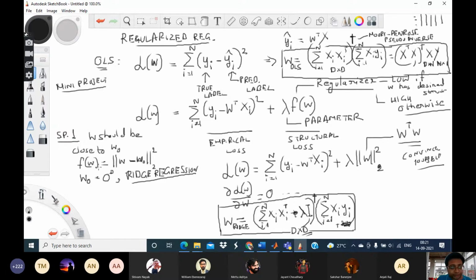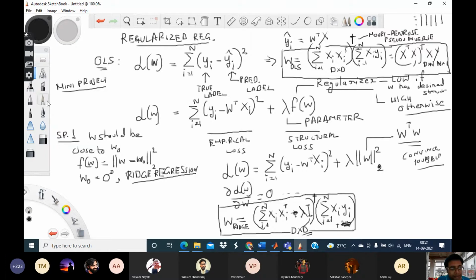Now, this is a structural property. Sir, can we say that the W derived from ridge regression is always, 100% of the times, better than that derived from OLS? There is nothing called better or worse. You can say that for a suitable value of lambda, the w for the ridge regression will have smaller elements than the W OLS.